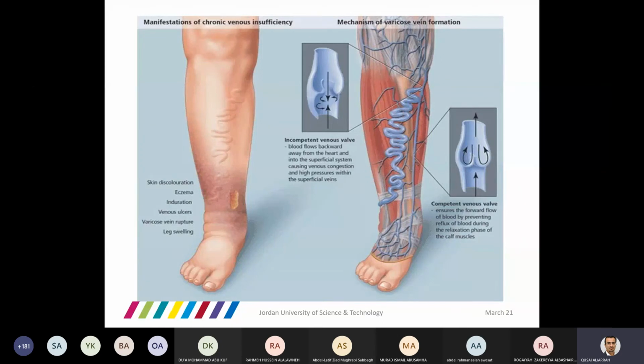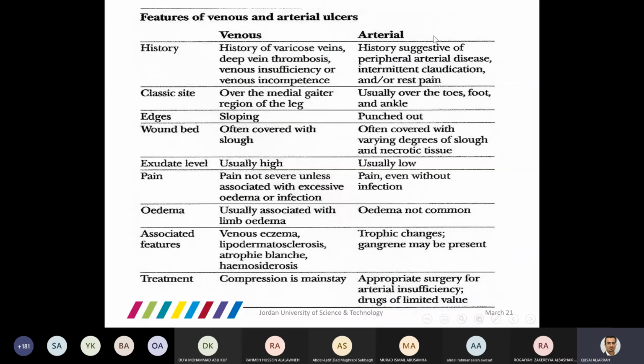طيب واضح يا شباب. So you need to know الإشي اللي هم أول إشي ليش أنا حكيت لكم هاي venous ulcers are form of chronic wounds. بدي تعرفوا manifestations of chronic venous insufficiency والmechanism of varicose vein formation. هلا هذا الجدول لازم تحفظوه زي اسمكم، الفرق بين الفينس والارتيريال ألسرز، وراح أعطيكم راوند عليهم. بس لما أعطيكم راوند بدي تكونوا عارفين هاي الأشياء.